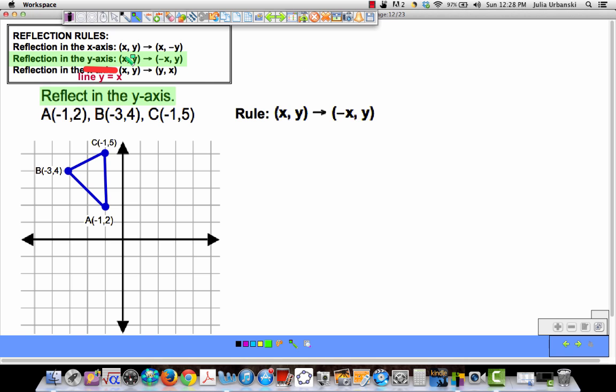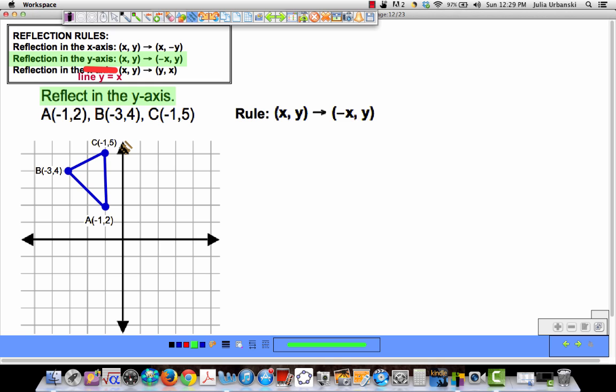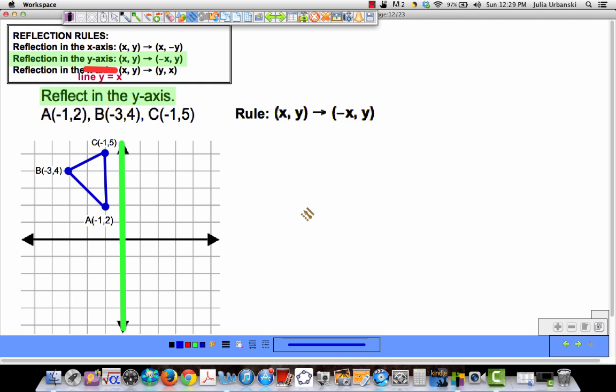Okay, here's the y-axis. So I need to highlight that so that I know what axis I'm looking at. So let me do that in green. Here's the y-axis. This is our mirror, or our line of reflection. And we're going to make it match on the other side. However far it is on the left, we're going to make it go the same distance on the right. And then we're going to look at the rule to see how that would have turned out the same.